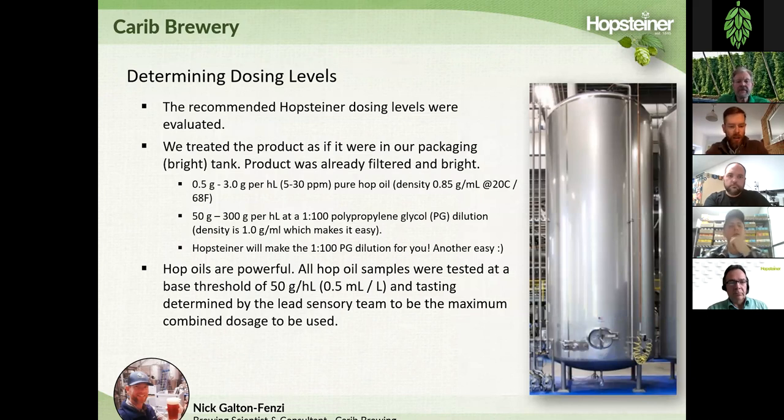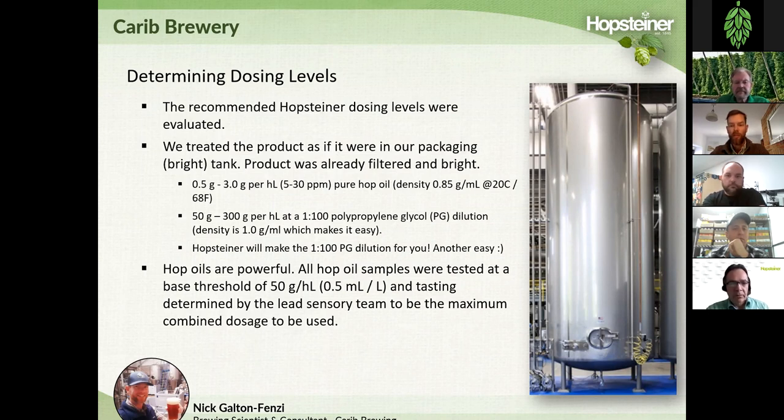So we looked at the dosing rates that were recommended by Hopsteiner. So at 0.5 g to 3 g per hectolitre, that's 5 to 30 parts per million. And this is the pure hop density, so that was the neat sample, undiluted. To test this on the scale that we were looking at, we went as a 1 in 100 PG dilution. It made the product a lot easier to handle. It was pre-diluted. It allowed us to make sure the mixing was a lot easier as well.